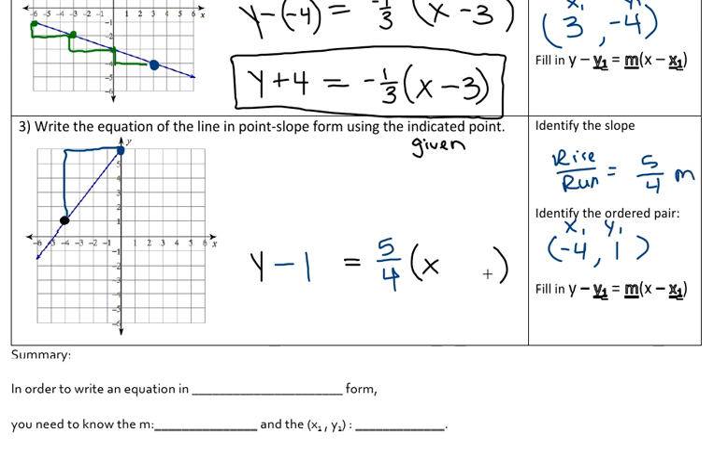Okay, x. So I think what is the x with the point? The x with the point is a -4. So I think what's the opposite of a -4? That would be a +4. So we're going to say +4. So with point slope form, we're always thinking opposites.